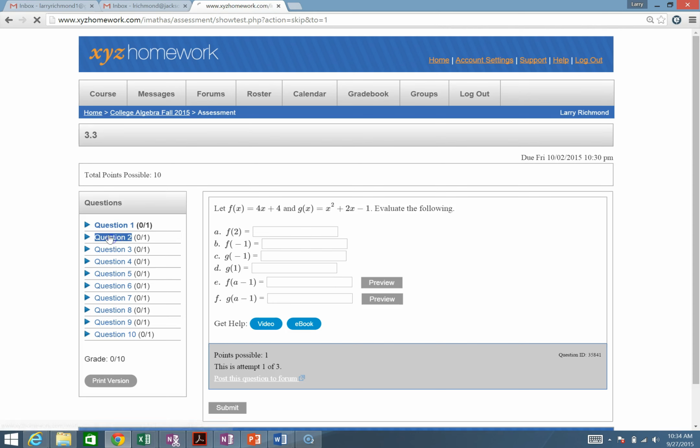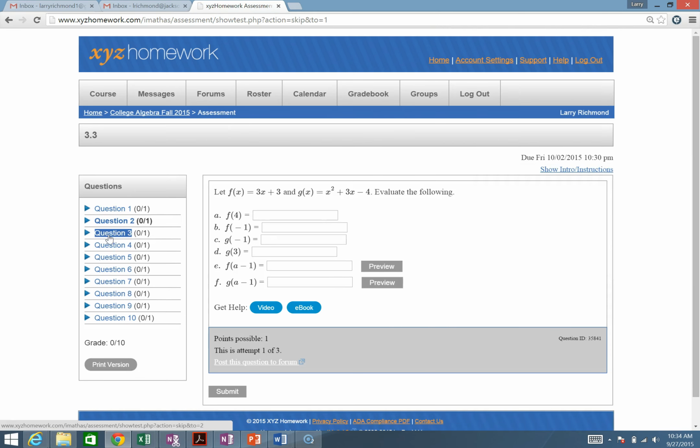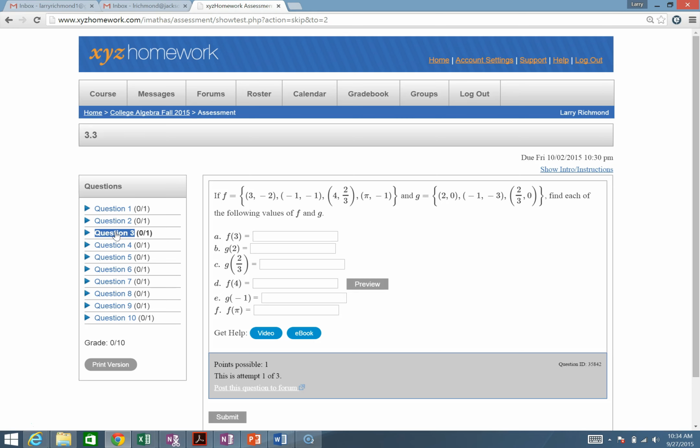Looking at question 2, very similar. Question 3. Now, in question 3, they're giving us some ordered pairs. This is even going to be easier. The f function is defined as this set of ordered pairs. The g function is defined as this set of ordered pairs.